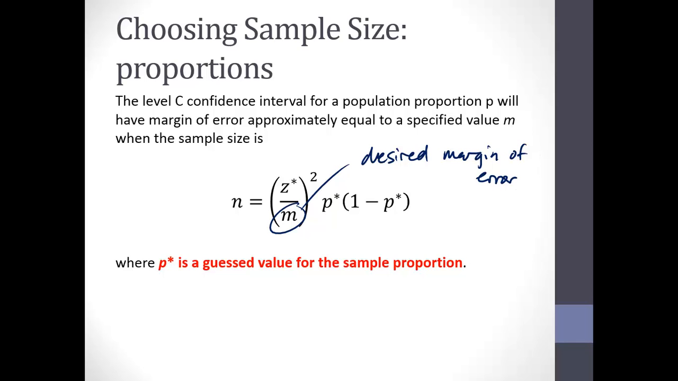And then I'm throwing more new notation at you here. I'm calling this thing p star times 1 minus p star, and I'm calling that a guessed value for the sample proportion.